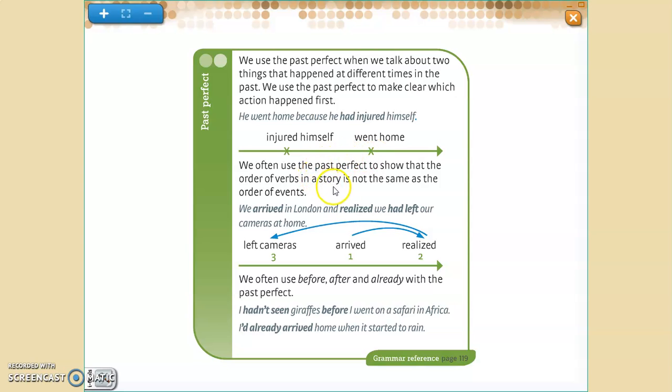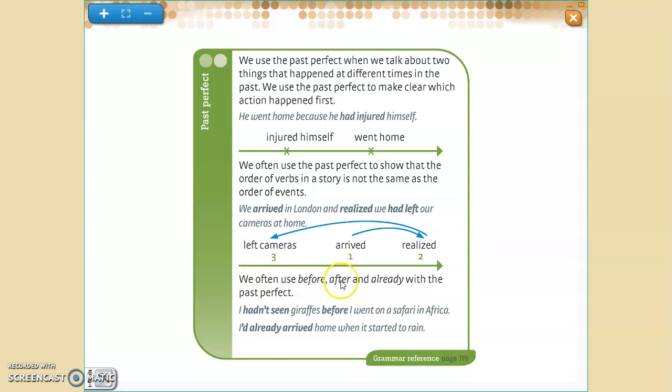We often use the past perfect to show that the order of verbs in a story is not the same as the order of events. So for example, it says here, we arrived in London and realized we had left our cameras at home. So what happened? First, we left the cameras, then we arrived. First we arrived, then we realized something that had happened before we arrived. So yeah, first we left the cameras, then we arrived, and finally we realized something that happened first.